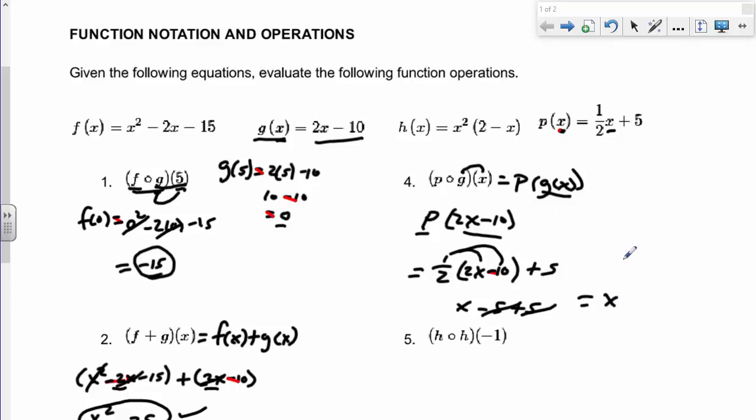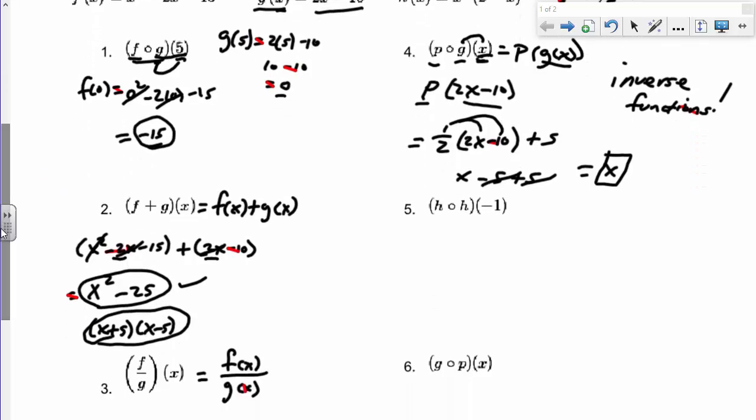That's all that's left. Okay, so that is your answer for this one. It's just x. And what you should notice about this problem is that that's what you started with. Your original input is the same thing as what you get out. What this suggests is that the functions p and g are inverse functions, because when you did a composite of these two functions, the input is the same as the output. It doesn't have to be x. If you put a 2 in here, you should get a 2 out of here if these are in fact inverses.